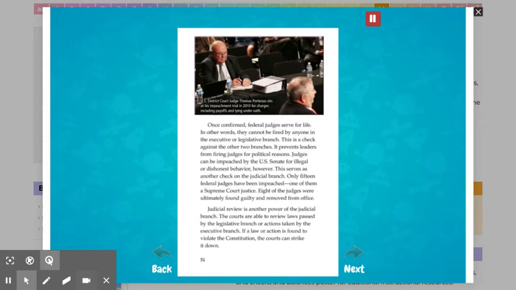Judicial review is another power of the judicial branch. The courts are able to review laws passed by the legislative branch or actions taken by the executive branch. If a law or action is found to violate the Constitution, the courts can strike it down.